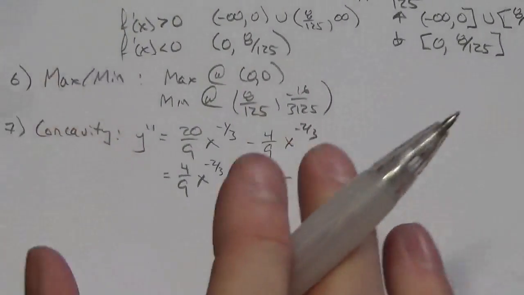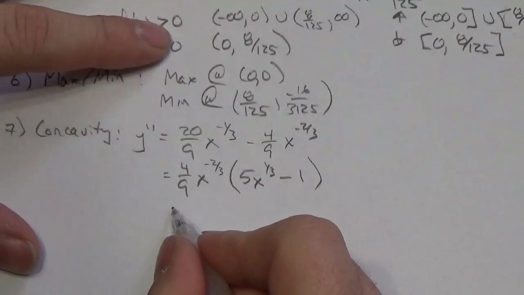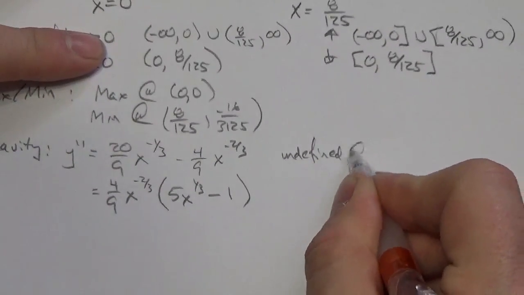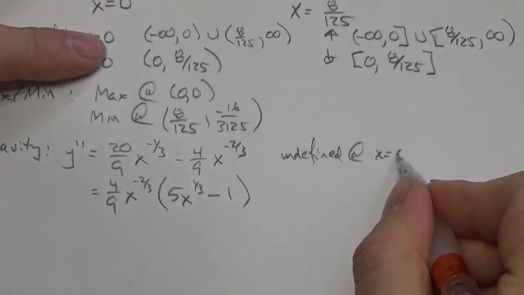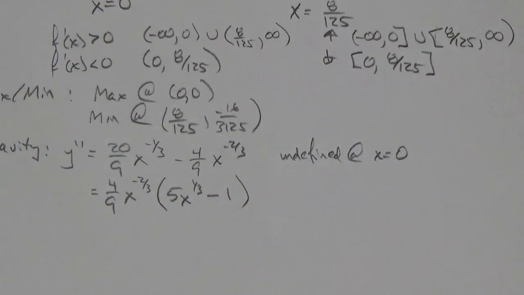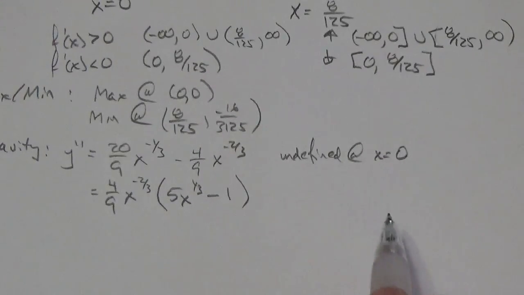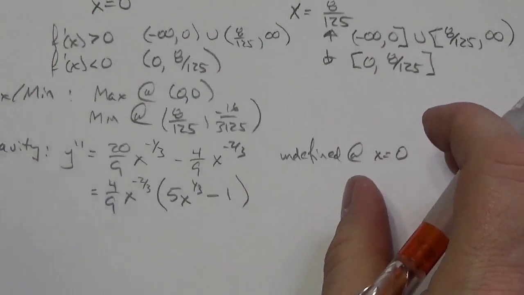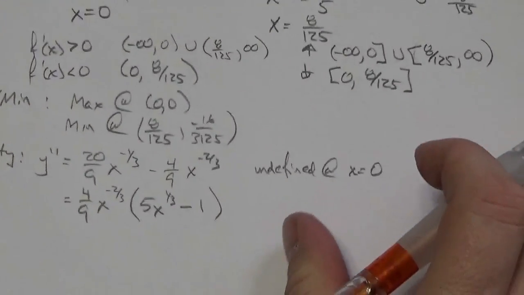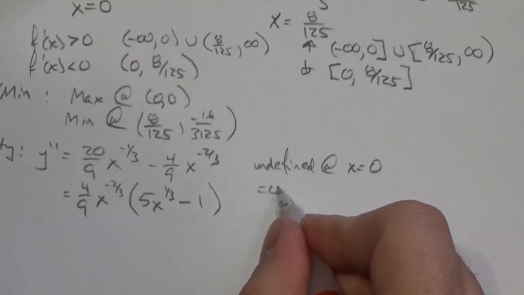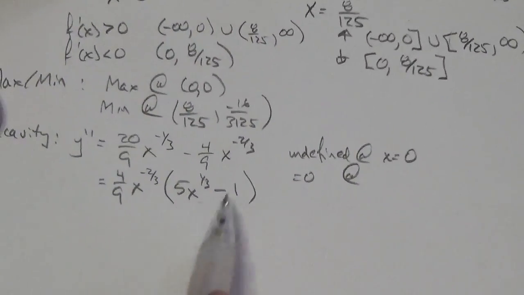Now, this thing here is going to be undefined at x equal to 0. Okay, that's an interesting result, that the concavity has an issue here. It could be changing at 0. It's also going to be equal to 0 where this function here goes to 0.